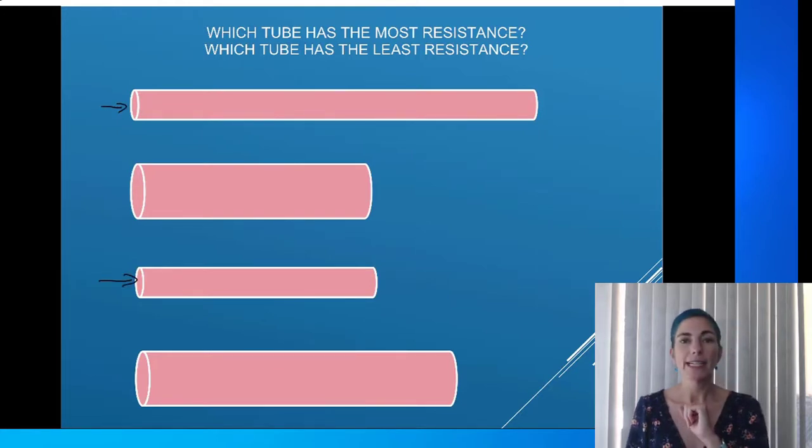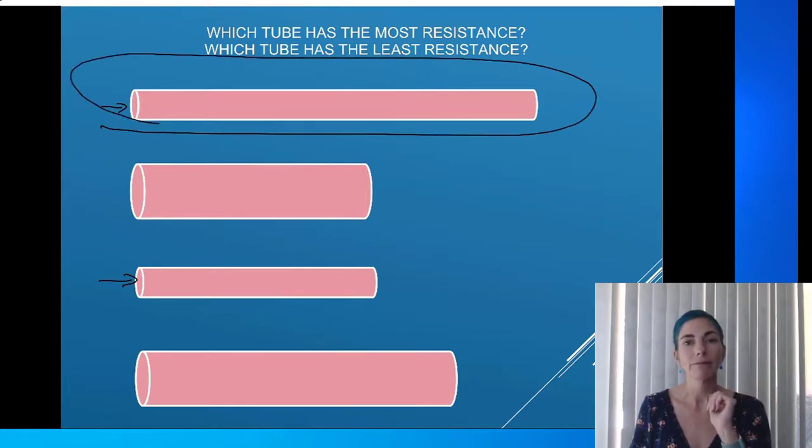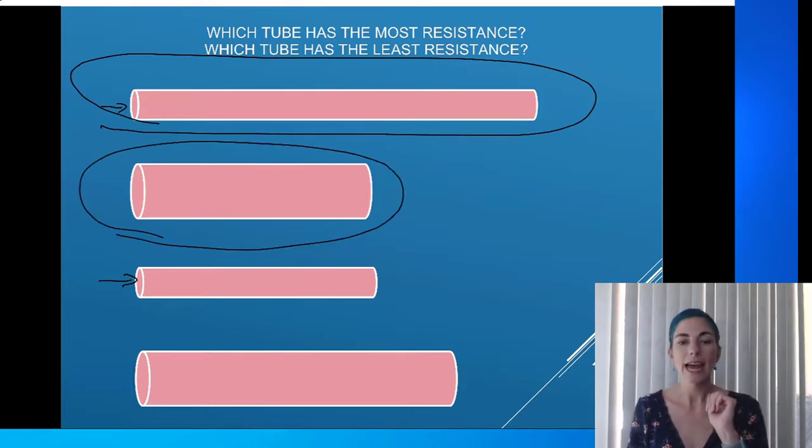So now that we've identified the tube that has the smallest diameter, now we're going to look for something else that might impact resistance, in this case length of tube. The longer the tube, the greater the resistance. So the tube that has the most resistance is going to be this one. Likewise, the tube that has the least resistance is going to be this one. Biggest diameter, and it's the shortest.